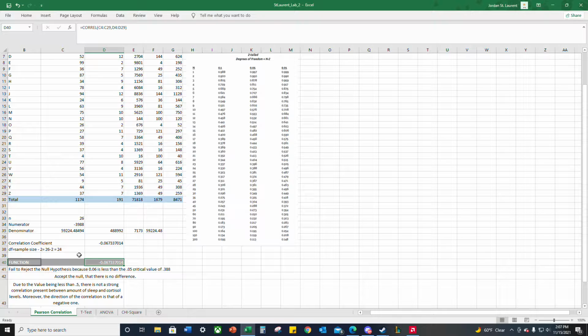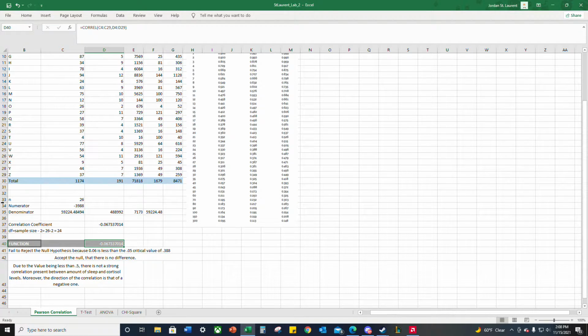The degrees of freedom for this particular data set will be 24. That is the number of terms subtracted by the number of groups, which is 2. Based off of the critical value described in the data set, which is going to be 24 at 0.05, because that is what we are using as a standard, the critical value of 0.388 is greater than the value that we have obtained, which is 0.06. Therefore, we have to accept the null that there is no difference between the level of cortisol and sleep.